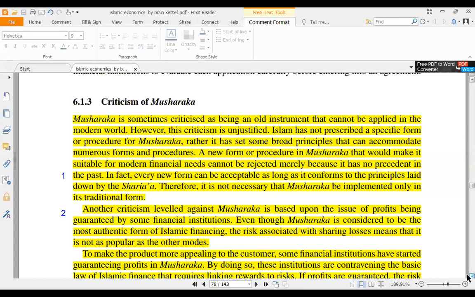They criticize the introduction of risk in Musharaka, which can appear in the form of loss. Sharing loss means it is not popular.